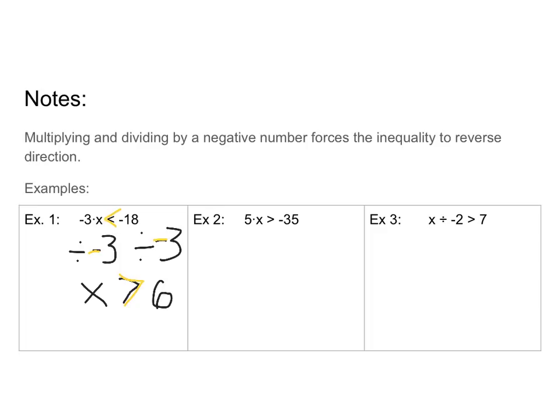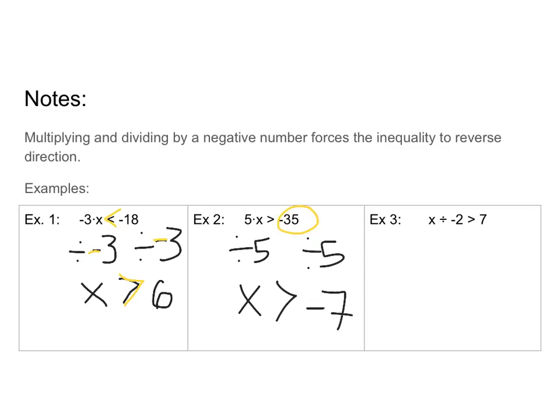Next, I have 5 times x. So to solve, I'm going to divide by 5. This time, I'm dividing by a positive number, so the inequality is going to stay the same. I'm going to get x is greater than negative 7. It can be tempting to want to flip because of the negative up here, but it's only when you divide by a negative number that you have to flip it.